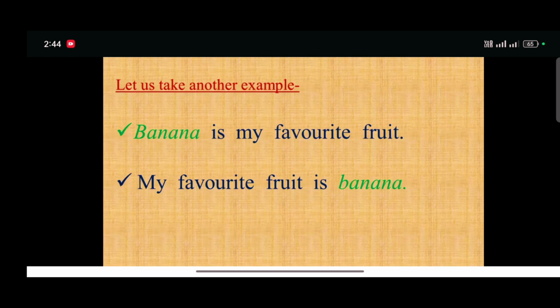Please pay attention to these two sentences and repeat after me. Banana is my favorite fruit. My favorite fruit is banana. We see that same meaning is conveyed in both the sentences, that my favorite fruit is banana. Did you notice what I want to convey? Yes, you got it. The same word banana is the subject in the first sentence and predicate in the second sentence. So, we can say that the same word can be a subject or a predicate in different situations or sentences.